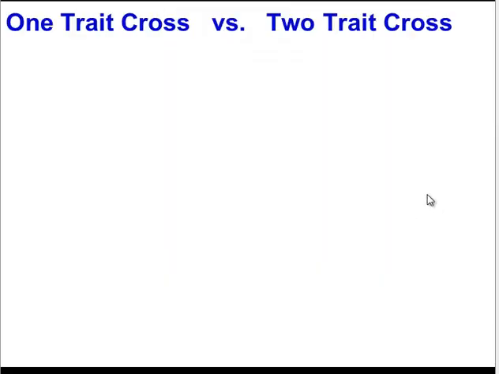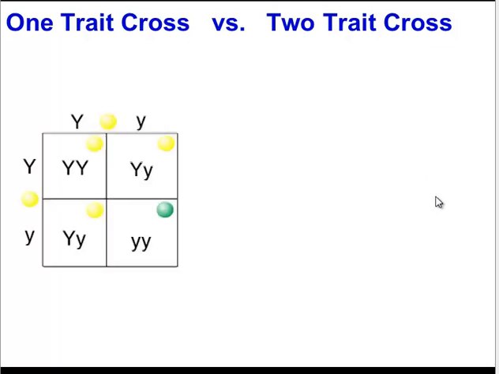One important place to start is choosing your symbols to represent the traits wisely. If you're just doing a one-trait cross, you only need one letter. So if we're only focusing on the color of the peas, we need a dominant Y to represent the dominant color, yellow, and then the lowercase y will simply represent the other version of the trait, green.